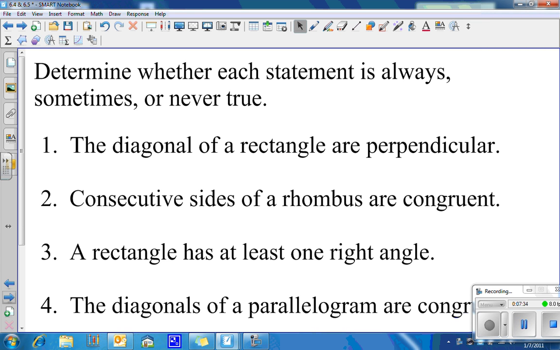You said it could be a square, and that's true. Are all rectangles squares? So what's your answer? Always, sometimes, or never? It is a question. Okay.